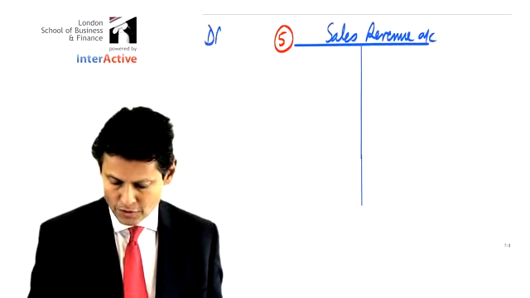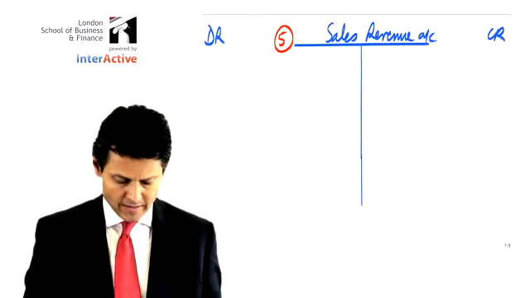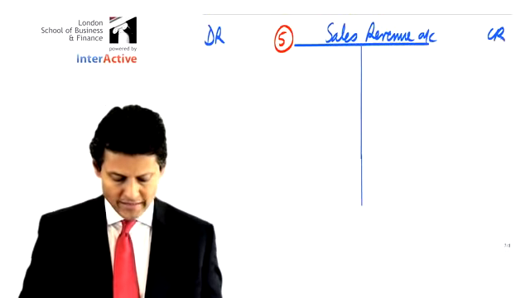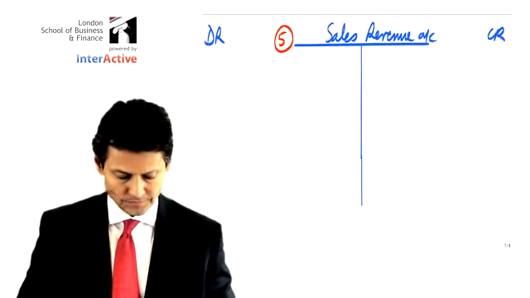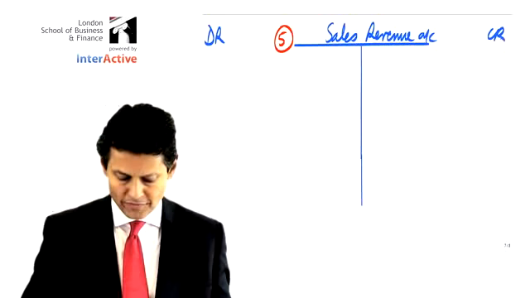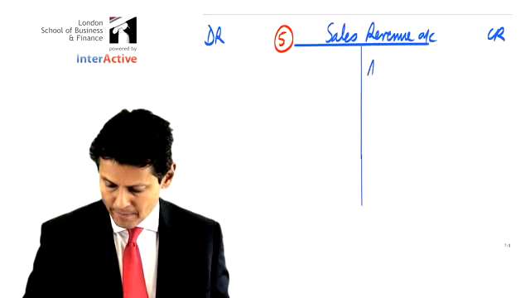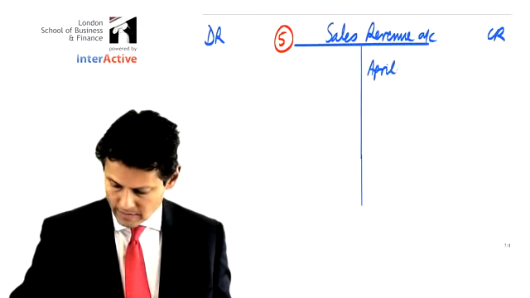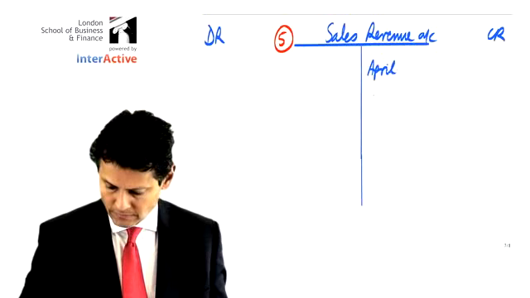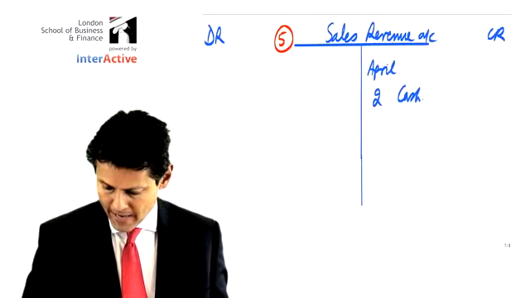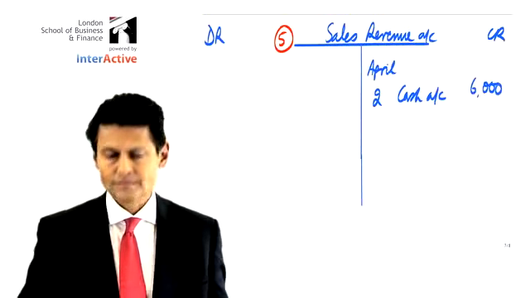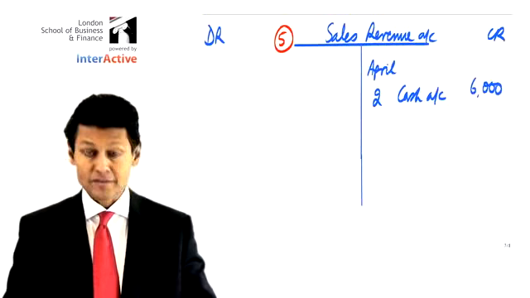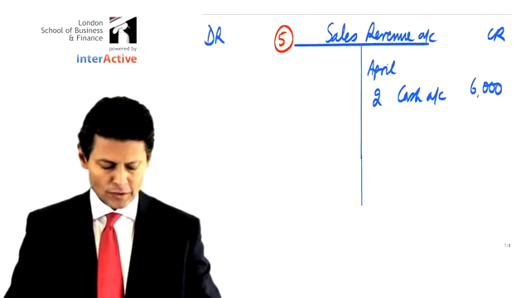Debit credit, the usual story. And as you'd imagine, that ought to go on to the credit side of the sales revenue account, April the 2nd, cash or bank, 6,000. Okay, so that takes care of the 3rd journal entry. Let's go for the 4th.